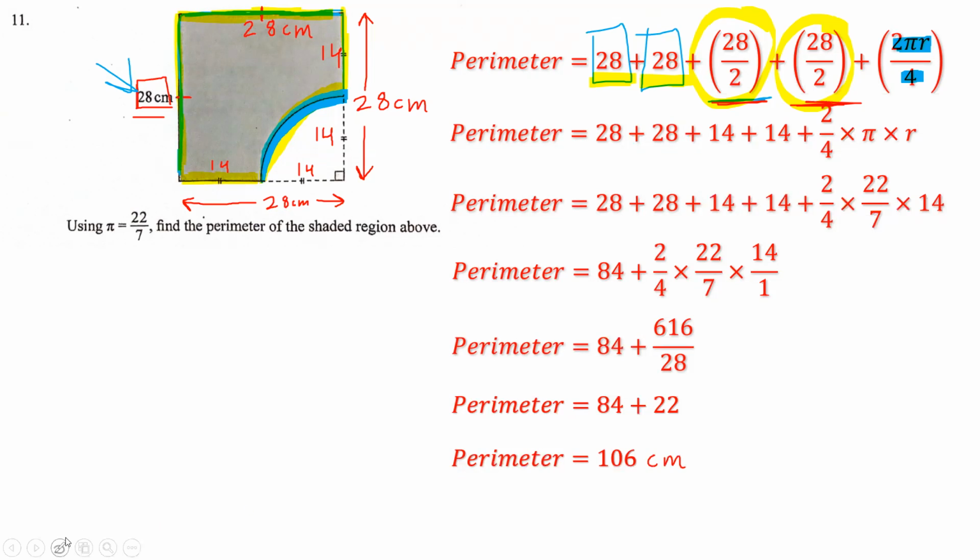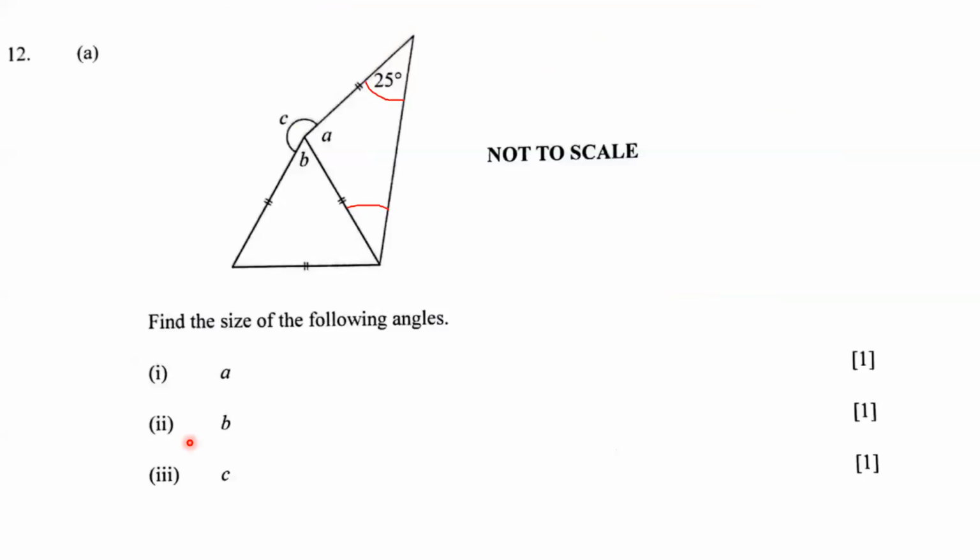Okay, great. Let's move on to question number 12. So here it says, find the size of the following angles. We need to find the size of angle A, B, and C. So let's first deal with angle A.